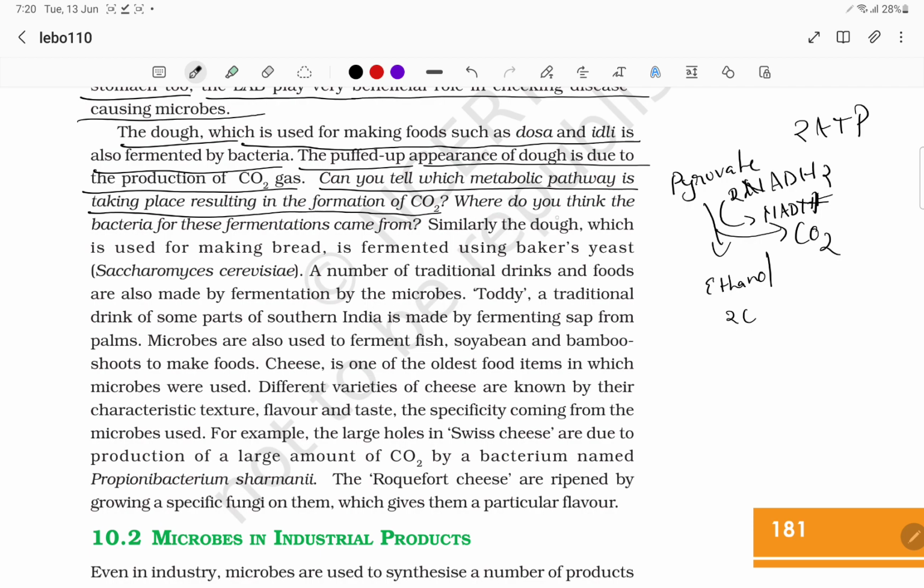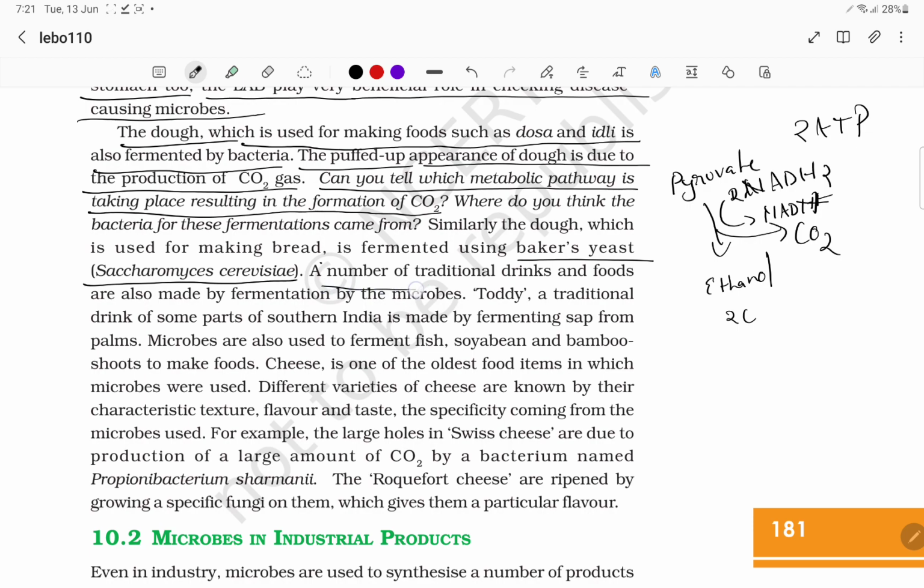Where do you think the bacteria for these fermenters come from? Similarly, the dough used for making bread is fermented by using baker's yeast, Saccharomyces cerevisiae. So you have seen these two: one is lactic acid bacteria and the other one is Saccharomyces cerevisiae, which is yeast.